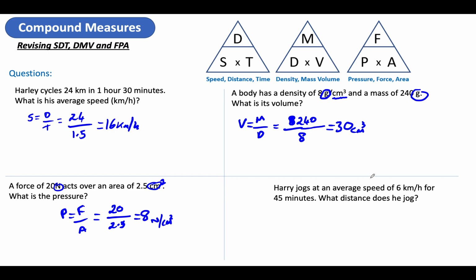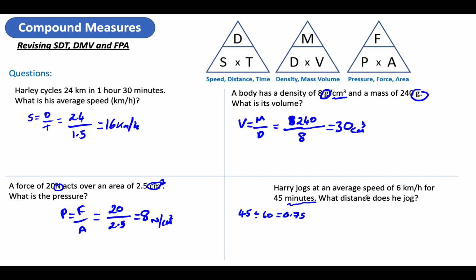Harry jogs at an average speed of 6 kilometers per hour. For 45 minutes. Boo, because we don't want minutes. What distance does he jog? Right, we've got to change our minutes first of all. We're going to convert them. There's my minutes. I want to go to hours. There are 60 minutes in an hour, so divide it by 60. Do that in a calculator, you'll find that it is 3/4, otherwise known as 0.75 hours.